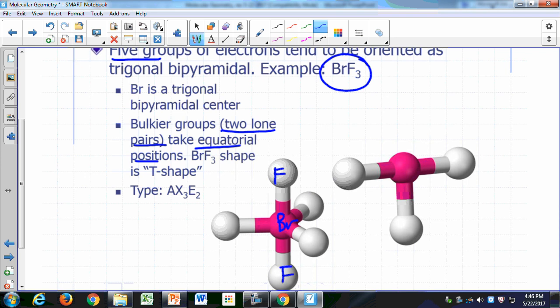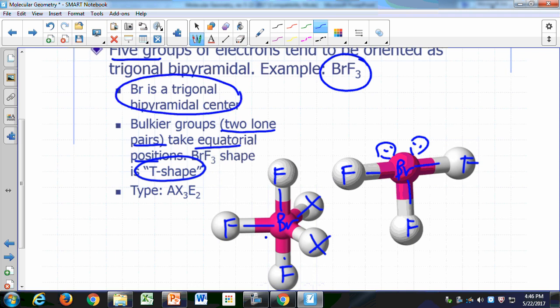Okay, the preferred position for the lone pair would be equatorial. So this position is gone, that position is gone. So the fluorines take 1 of the equatorial positions and 2 of the axial positions. Okay, so this is what you get. And so this bromine right here has a lone pair over here and a lone pair over there. All right. So the shape of the molecule, we say, is T-shape. Okay? But bromine itself, because there are 5 groups sticking out of it, is still a trigonal bipyramidal center.